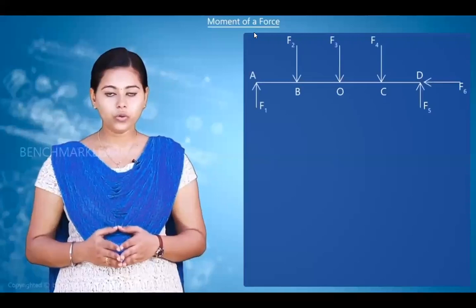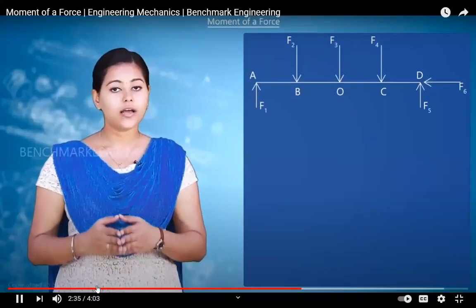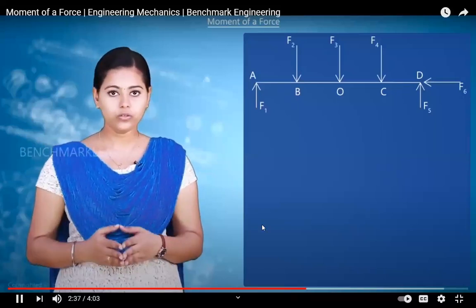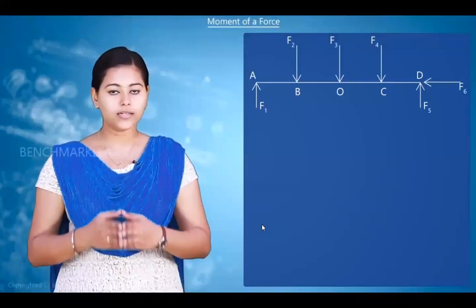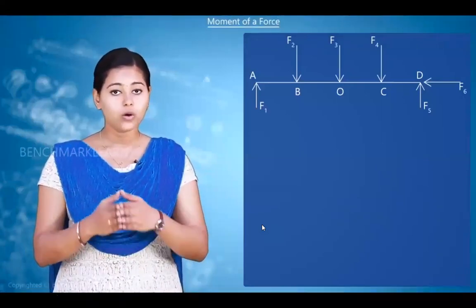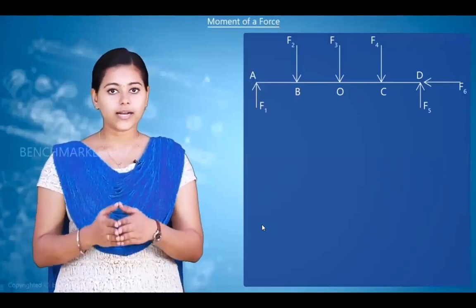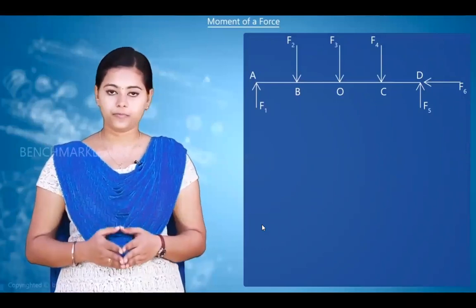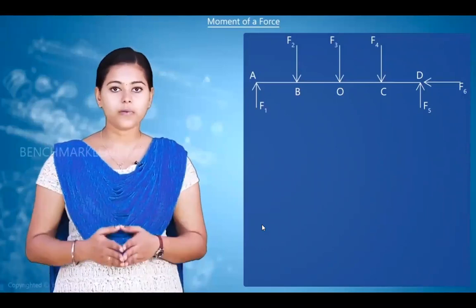Now, we will see some examples wherein we can determine the magnitude and direction of the moments. Consider a beam as shown. We have forces F1 and F5 acting upwards at points A and D as shown. Forces F2, F3 and F4 are acting downwards at points B, O and C respectively. Force F6 is acting towards left at point D. We will now find the magnitude and direction of the moments created by all these forces.